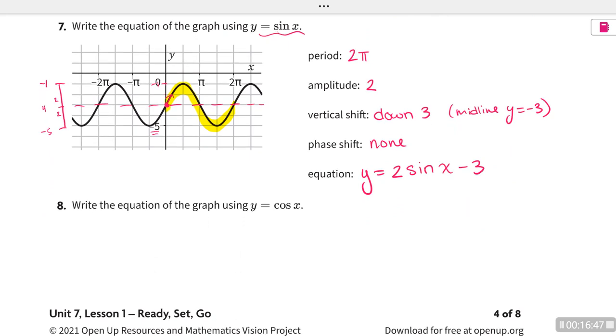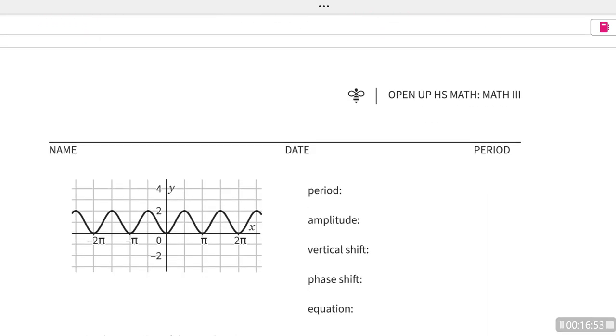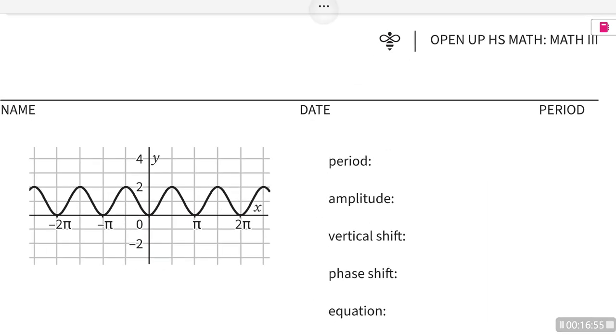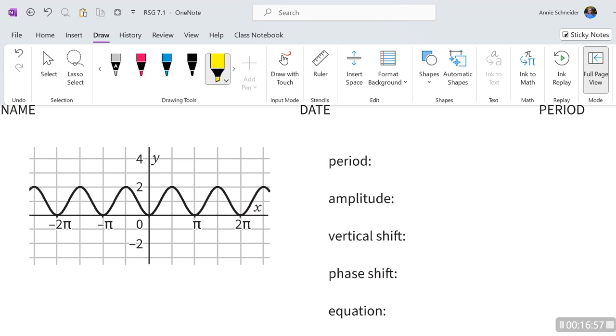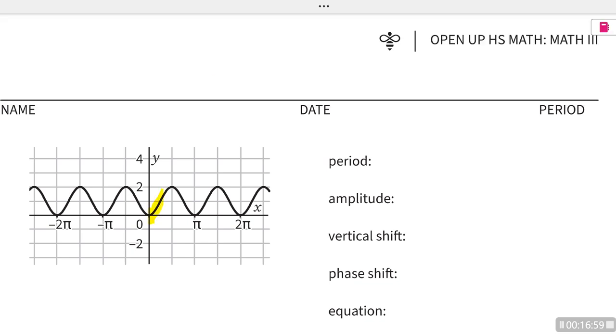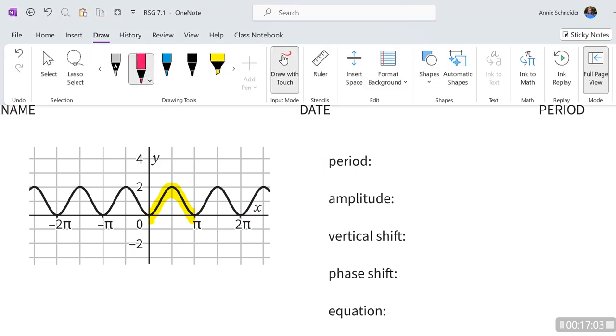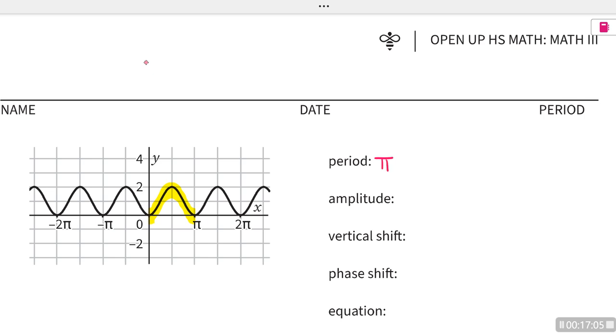Okay, question 8. So this time it wants us to use cosine, y equals cosine of x as our parent function. So let's look for our period. So period, we start at a minimum there, and we come back to a minimum after just pi. So this time pi is different. So that will change our equation a little bit. So let's think of that, right? So that we're happening twice as fast.